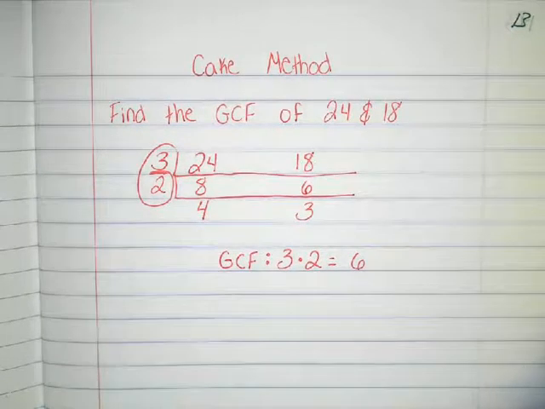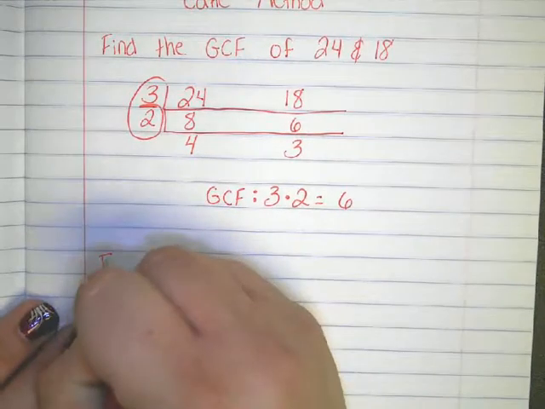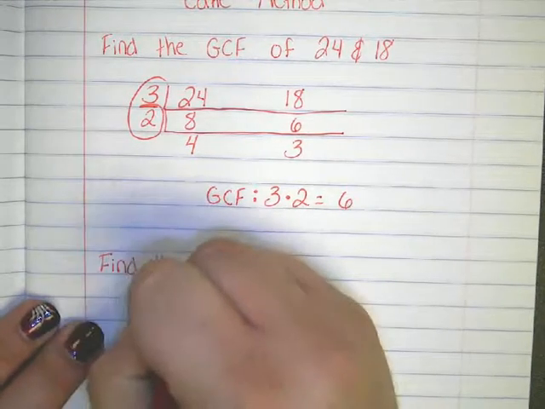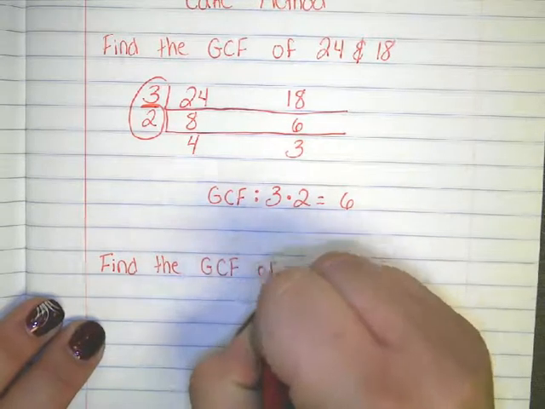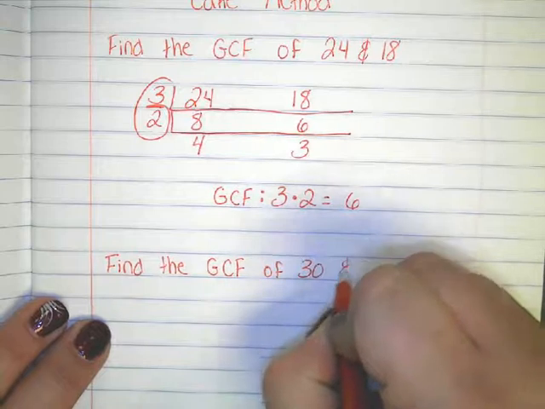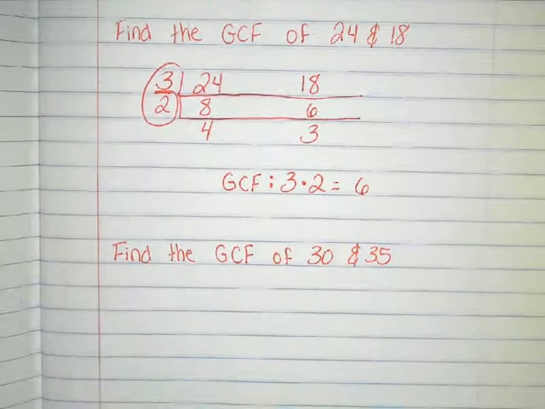Okay, I'm going to give you a couple minutes to try one by yourself. Find the GCF of 30 and 35. 30 and 35. Give you a couple minutes to try.